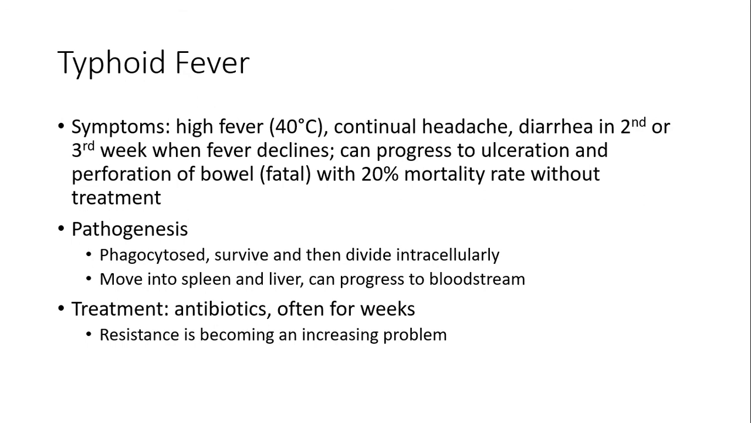Pathogenesis for this organism, just like Salmonella discussed earlier, it's going to be phagocytosed, survive phagocytosis, and then divide inside of that cell to avoid the immune system. It will then move into the spleen and liver, and that's where it's going to reside and be part of that chronic carriage. And then it can cross into the bloodstream in addition to cause things like septicemia.